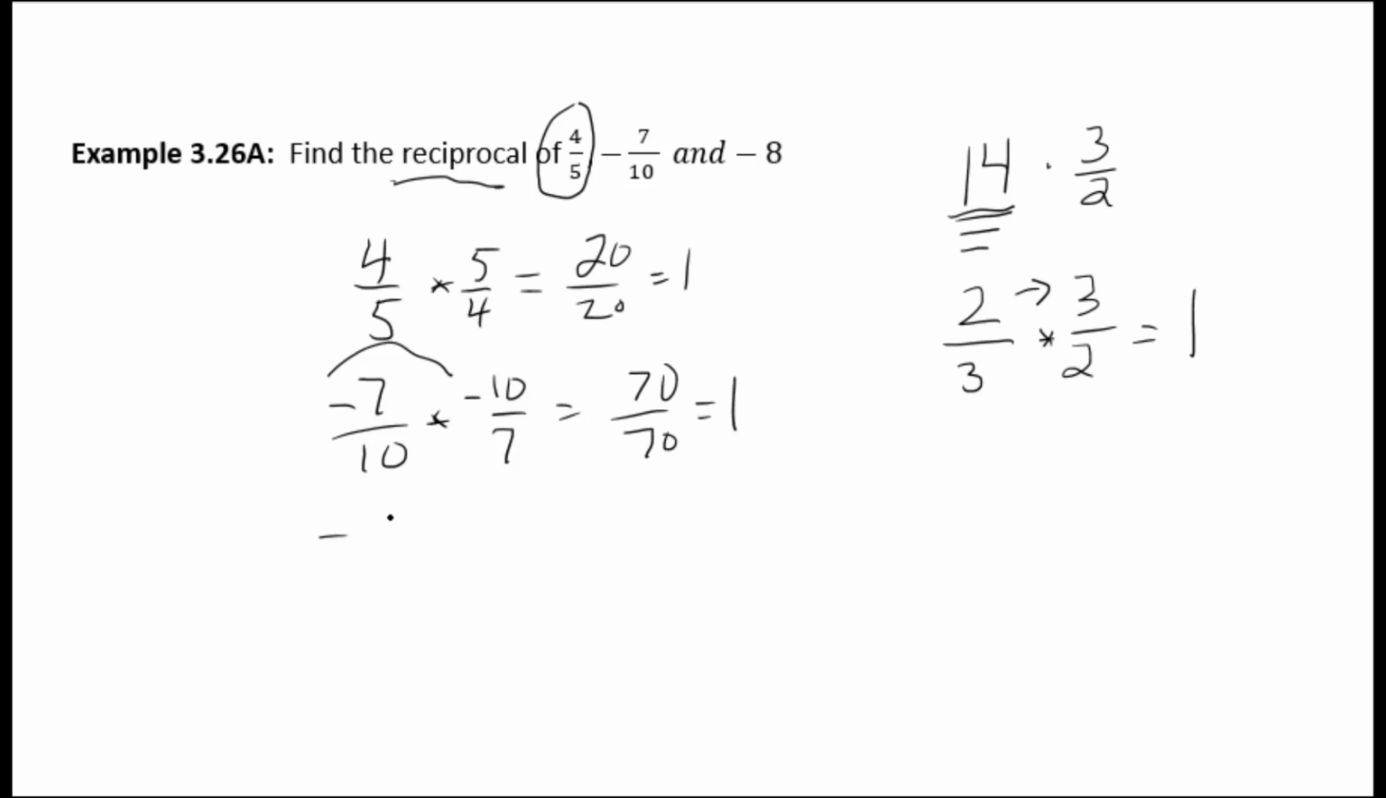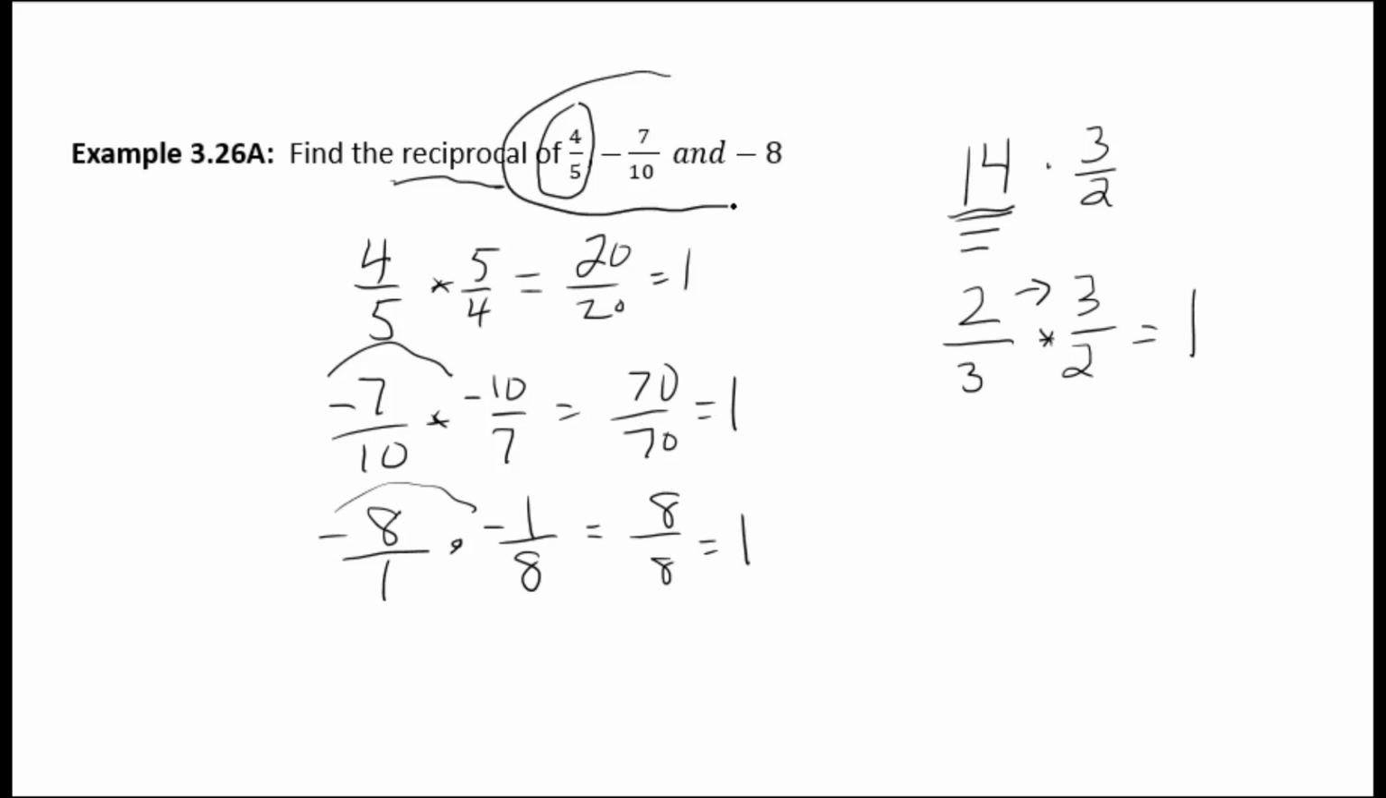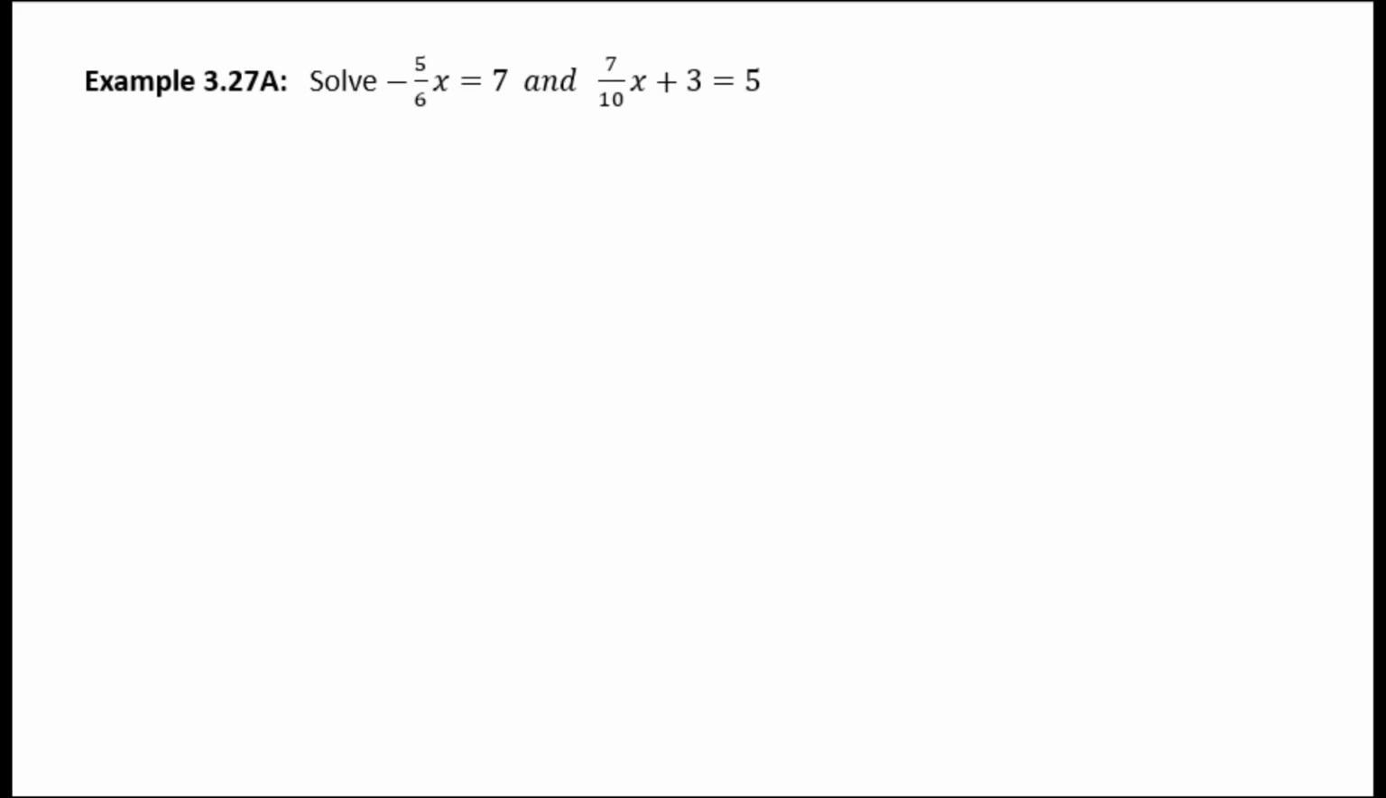And the reciprocal of negative 8, recall negative 8 can be written as negative 8 over 1, is negative 1/8. Again, a negative times a negative is a positive, and you'll get 8 over 8, which is 1. So we use these reciprocals a lot. Okay, so I'm going to go ahead and solve these two problems. So I have negative 5/6 times x equals 7.